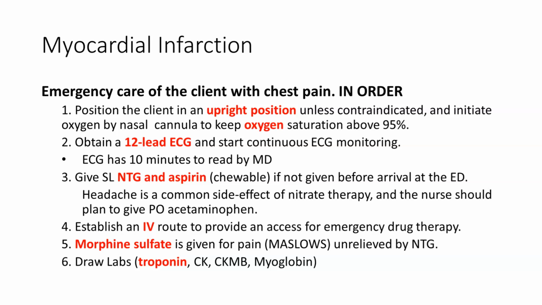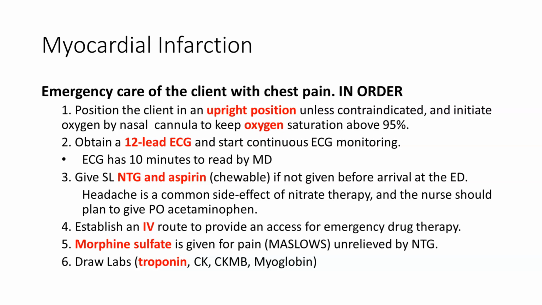Then we're going to do morphine. Remember, pain is Maslow's, so it's pretty far down the list. We get really caught up in that pain, but it's airway, breathing, circulation, changes in LOC, then Maslow's, and then ADPI. And then finally, we're going to check those laboratory values. We are going to concern ourselves with troponins, but remember, you have the cardiac enzymes, CK, CKMB, myoglobin.